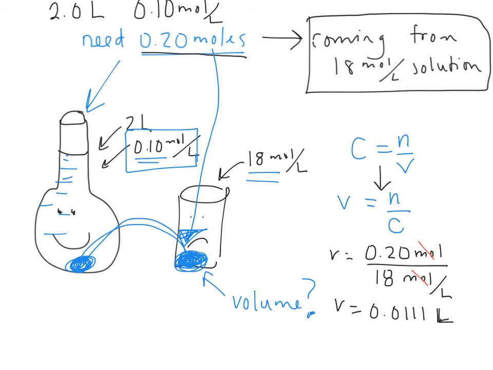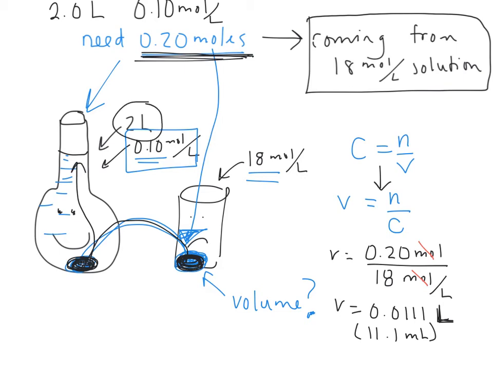Recognize that that is a volume in liters. So if you wanted to convert it to mils, you could do that, 11.1 milliliters, so just over 11 milliliters. And make sure you understand what that means. That means if you take out 11 milliliters of this concentrated solution, it will contain 0.2 moles. If you put that in a new container, you're putting in 0.2 moles, but you're adding a bunch of water to that 0.2 moles up to a total volume of 2 liters. When you do that, that will give you the concentration that you wanted, which is 0.1 moles per liter.